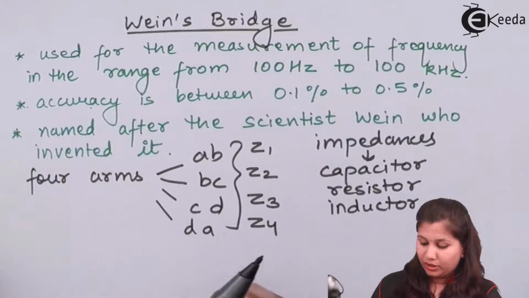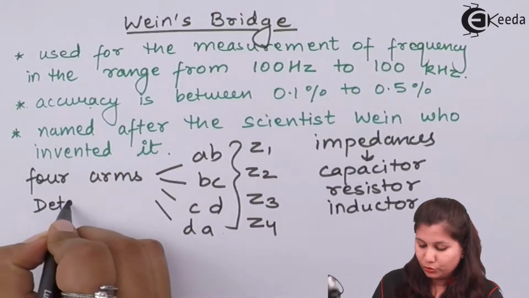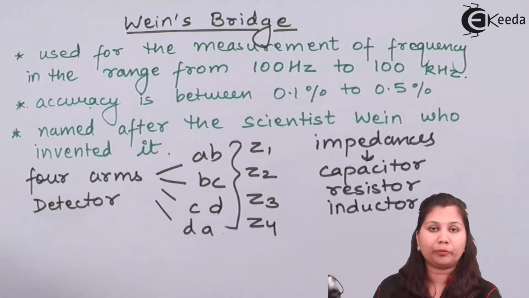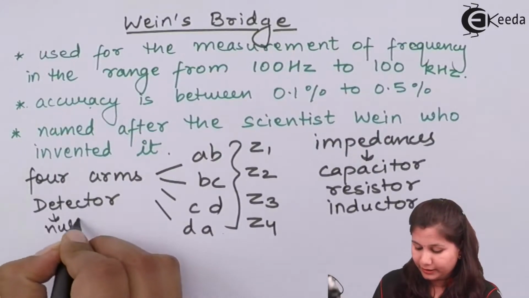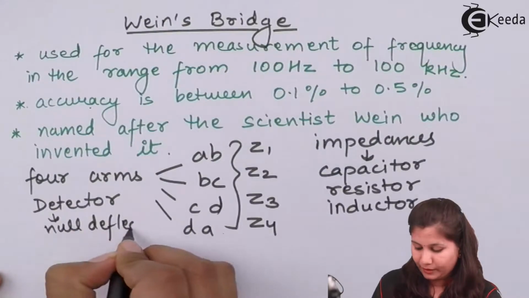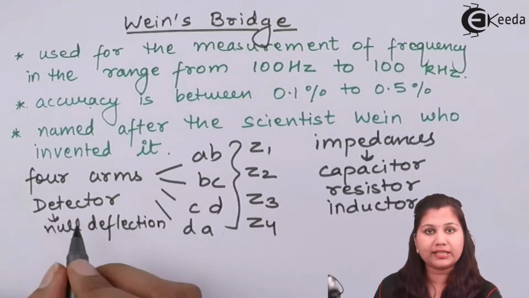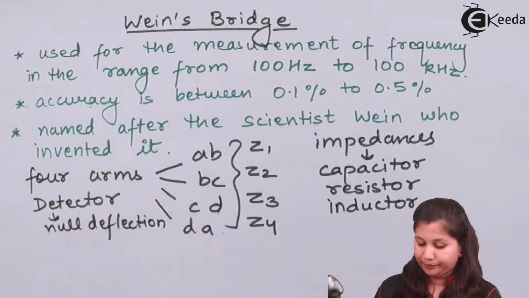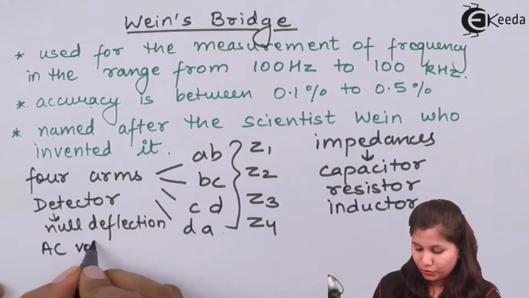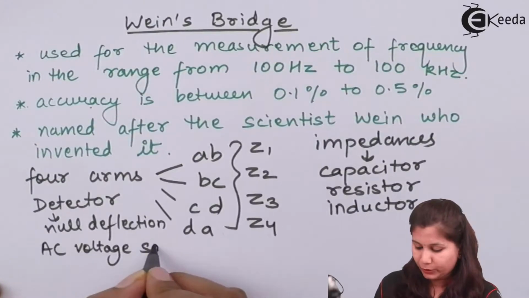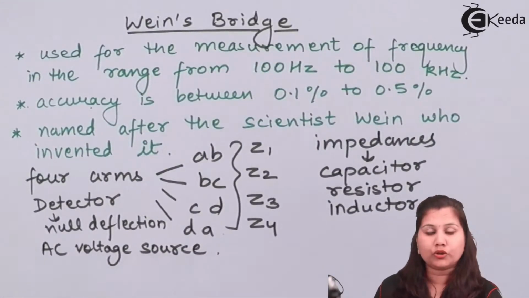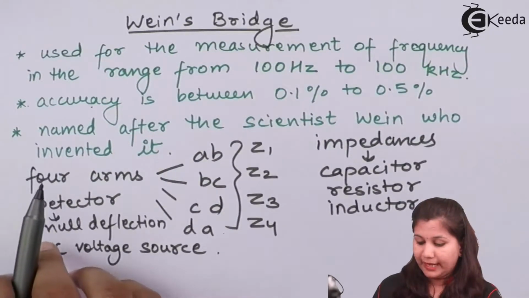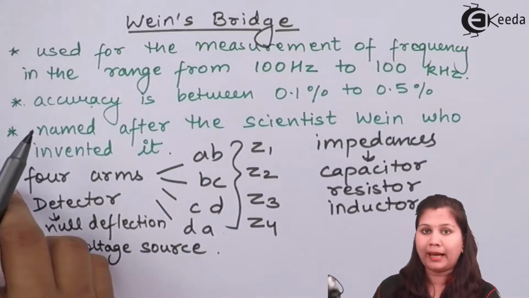Now, in this bridge, we have a detector, which is used to obtain the balance of the bridge, by indicating null deflection. When the detector gives us the null deflection, it means the alternating current bridge is balanced. Also, we have an AC voltage source which provides the power supply to the bridge network. So we will have these 3 components in the bridge network. Now let us see the circuit diagram for this Wien's bridge and then derive the balance equation for it.